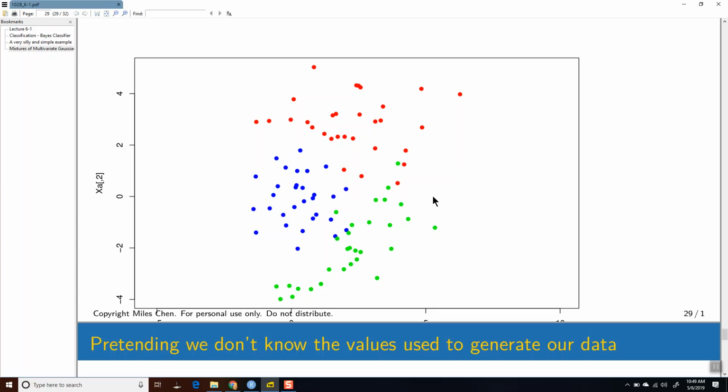Okay, so it's just an application, a generalization of this to multivariate Gaussian, but this is going to be the base classifier.